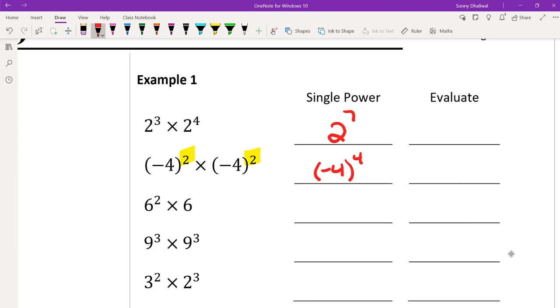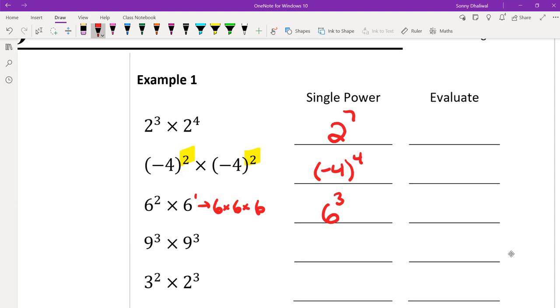All right. Next one. What's the base? 6. What's the exponent? 3. So if you see a number here without an exponent, there's an imaginary 1 there. So it's 2 plus 1, which makes it 3. If you wrote it out the long way, it would have been 6 times 6 times 6. 3 6s.